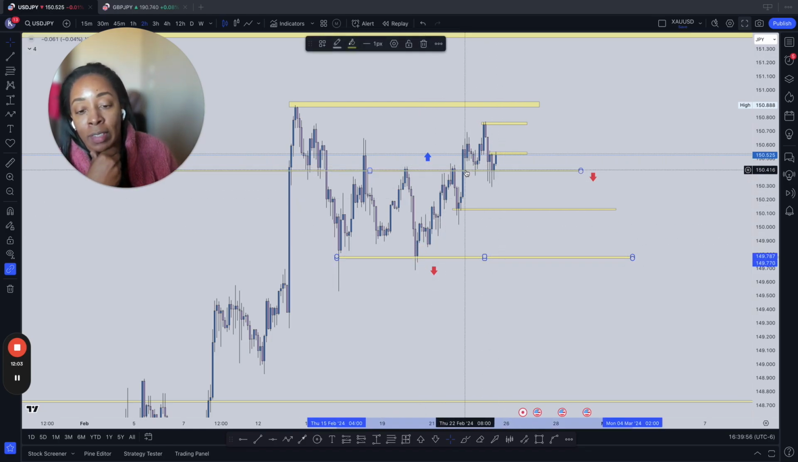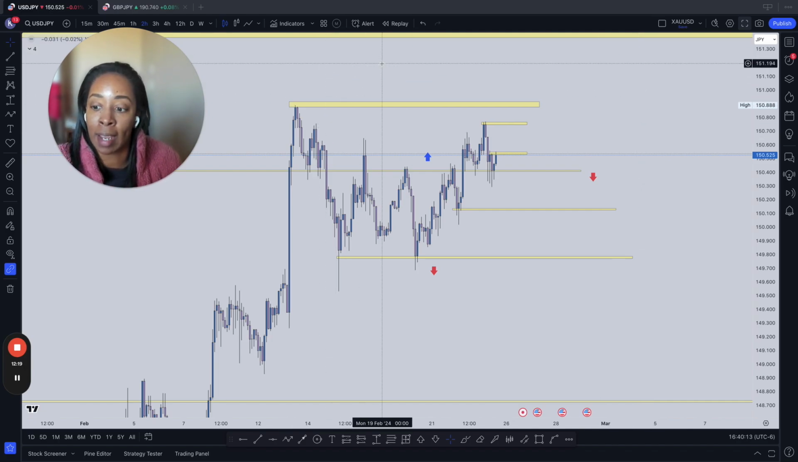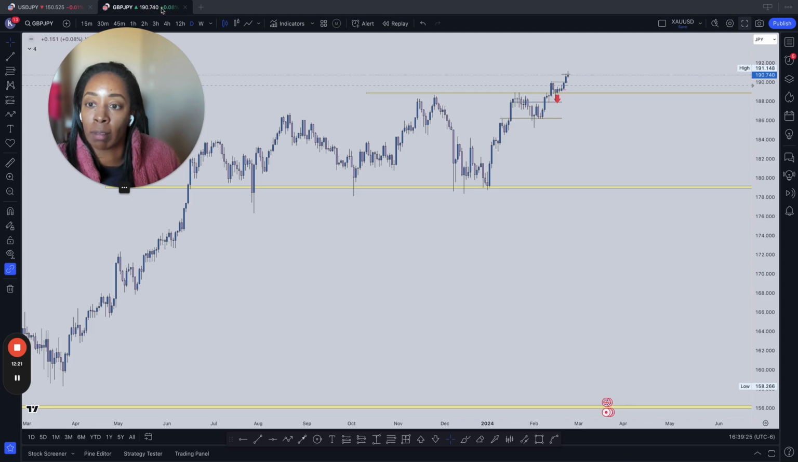So you could definitely take it. But for me, I would feel a lot more comfortable taking it down here, mainly because of that clean range that I talked about before. So basically, this is my trading plan if price goes up or if price goes down for USD JPY. Now let's go ahead and look at GJ.